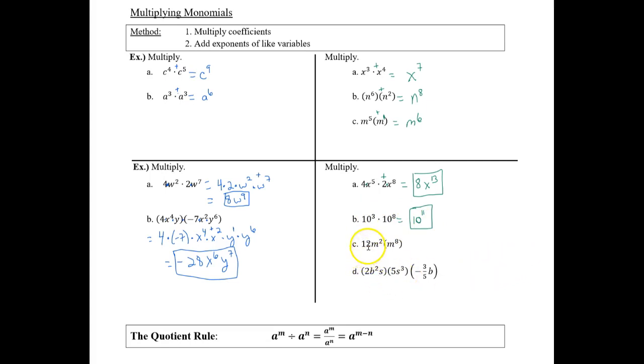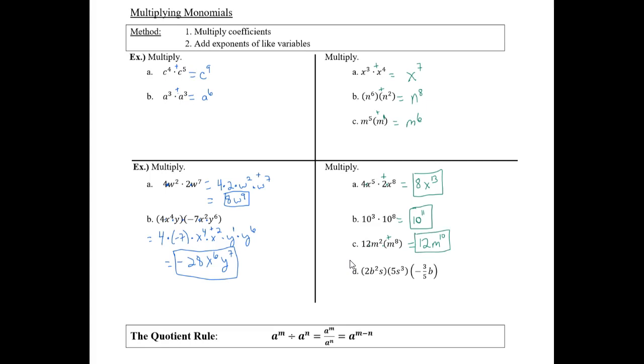Alright, next example. I have 12 times m squared times m to the 8th. So there's only one coefficient, so 12 times 1 is just 12. M squared times m to the 8th. We add them together. 2 plus 8 is 10. So I have m to the 10th power.